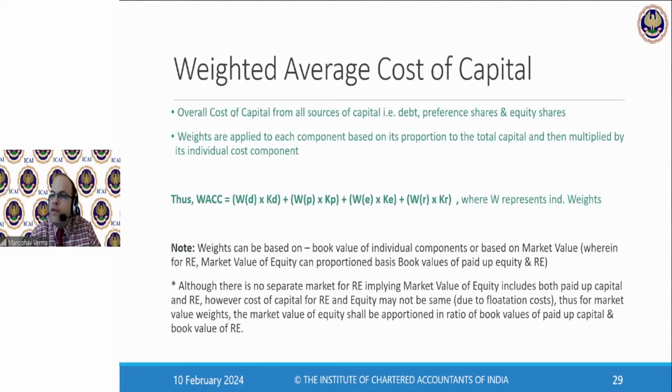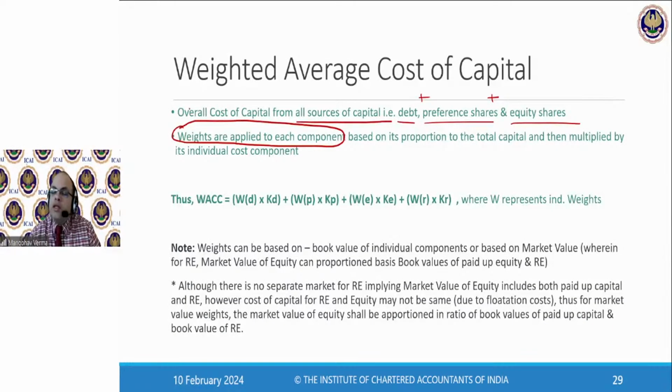So overall cost of capital, what we are discussing right now, from all sources of capital here: debt, preference shares, equity, including retained earnings. What is very clearly evident is we cannot just add these costs of capital up. That would be a bigger mistake. Rather, we will apply weights to each component depending on the proportion we are planning of debt, preferred stock, or equity shares. If we apply the weights to the individual cost components, then we can add them up. That's what we are doing for a WACC.